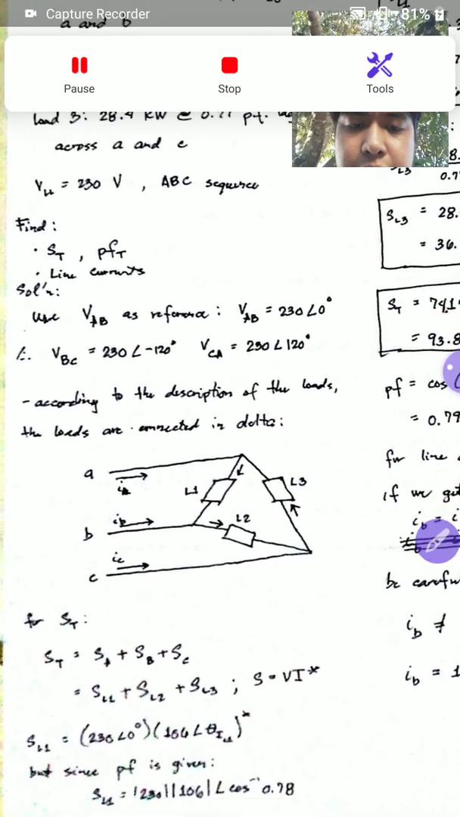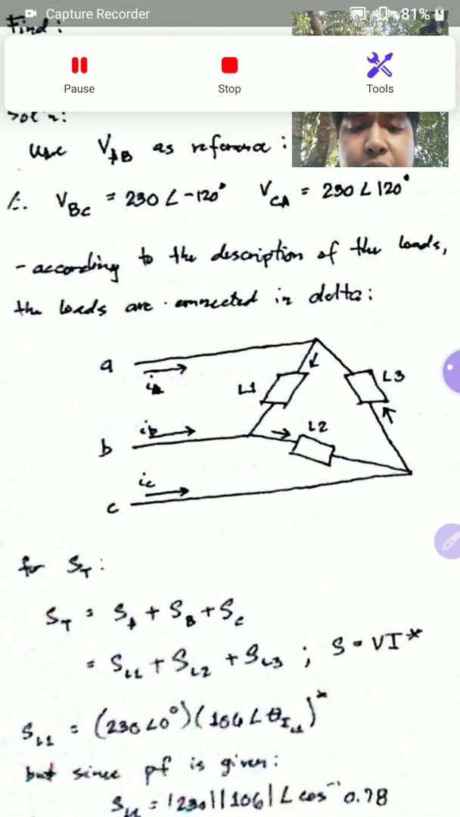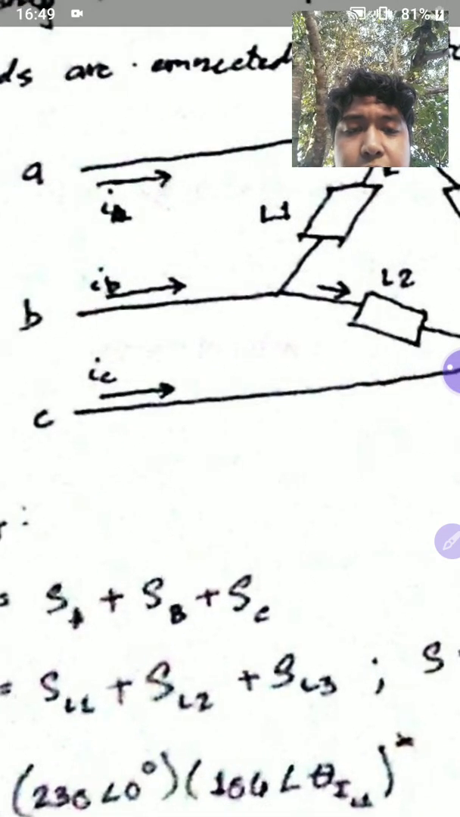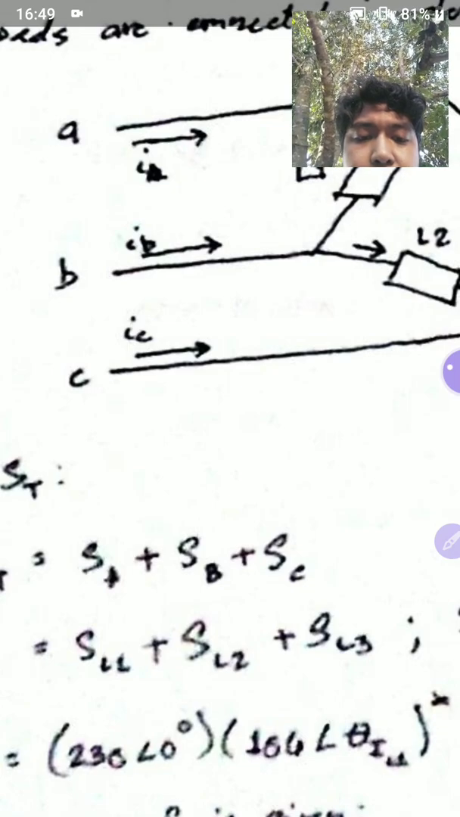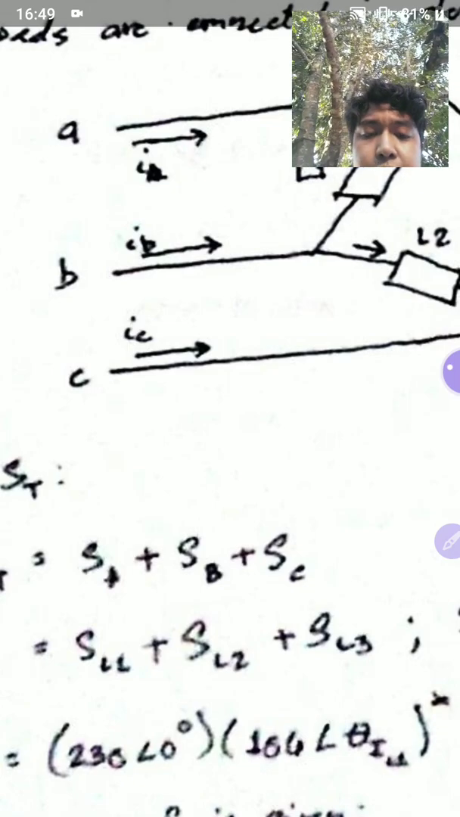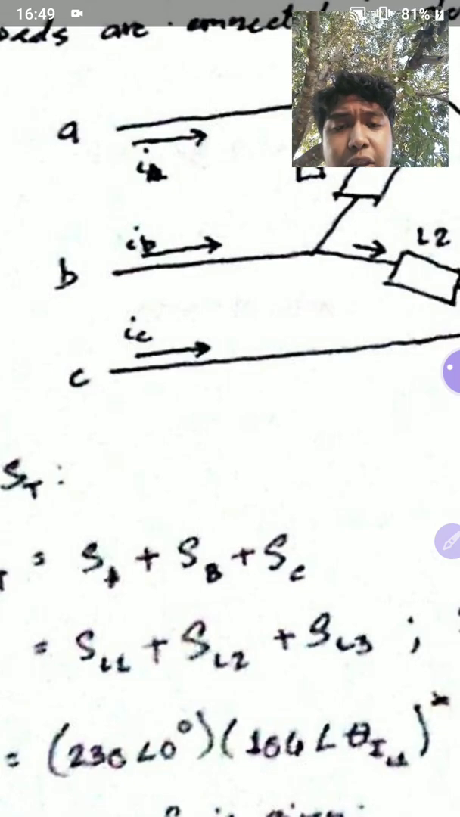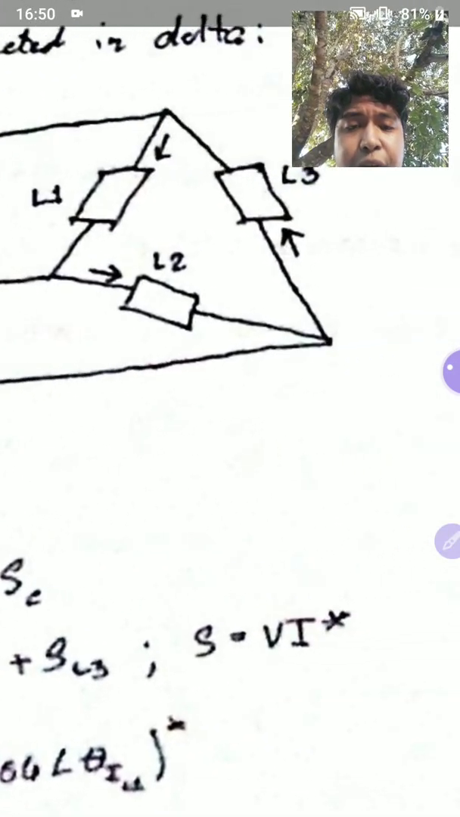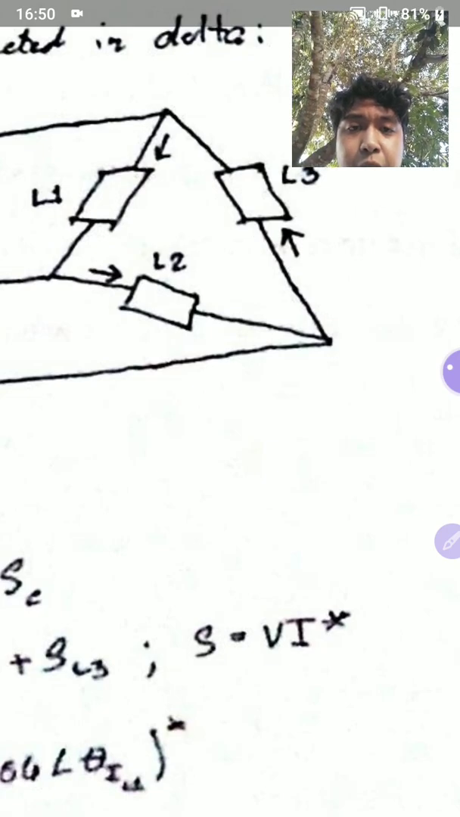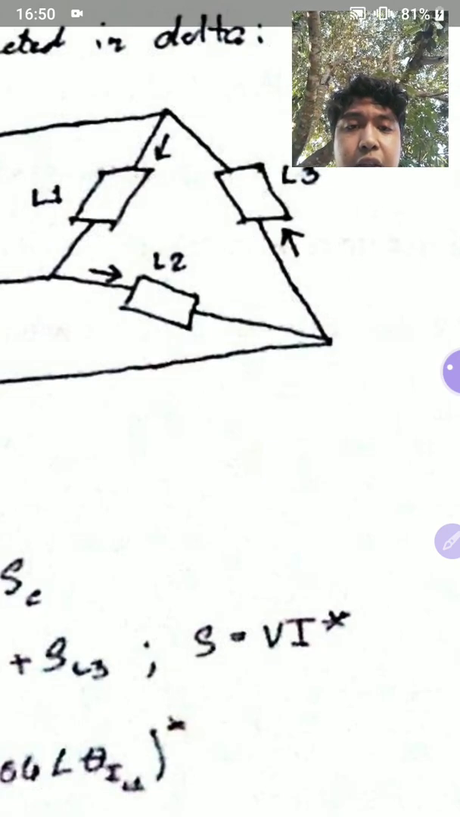The solution for the total power is quite simple. It's just the summation of the three powers. You just want to solve for the power at load 1, power at load 2, and the power at load 3. You get the sum of that, you get the total power of the system. For each load, the power is just the voltage times the corresponding current conjugate.